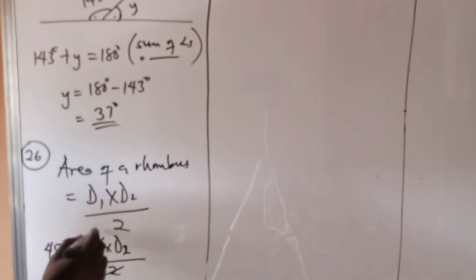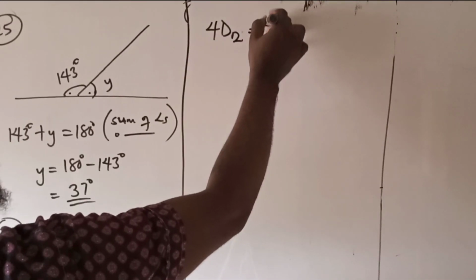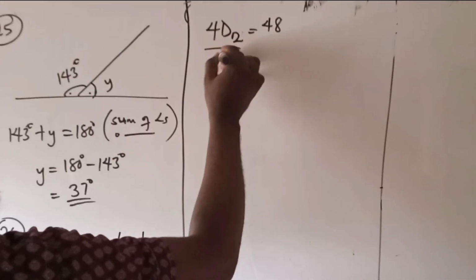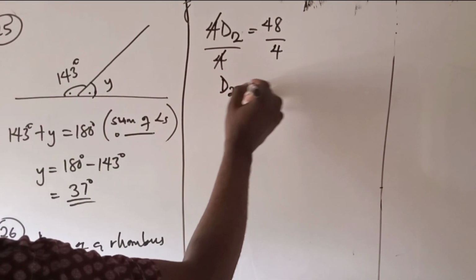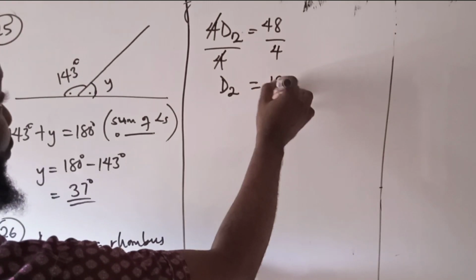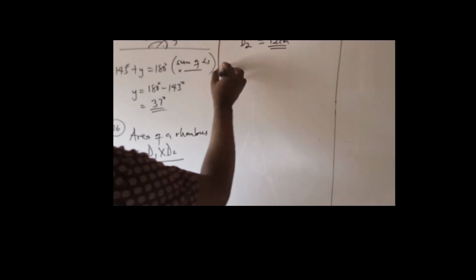2 here, 1, 2 here, 4. So meaning we have 4 d2 equals 48. So divide both sides by 4. So the second diagonal will then be equal to 12 centimeters.